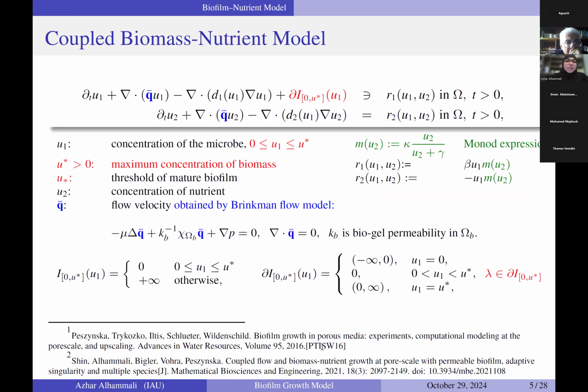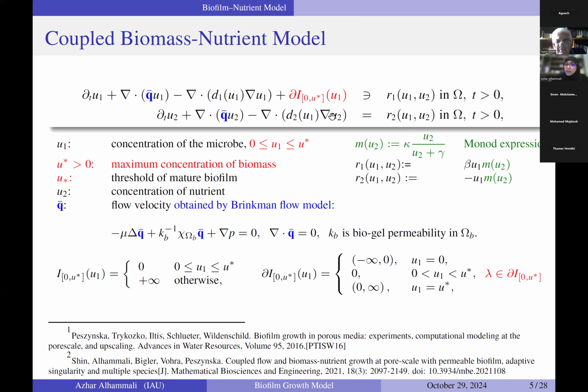Okay, now this is the model that describes the biofilm growth and the nutrient utilization in porous media. As you see, it's a coupled system of two PDEs with advection, diffusion, and reaction terms. The first one is in u1, the biomass concentration, and the second one is in u2, the nutrient concentration. They are coupled here in the reaction terms, which are given in Monod expression here. So this is to express the growth of biofilm, and this is to express the decay of a nutrient.